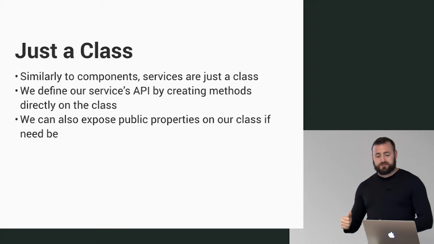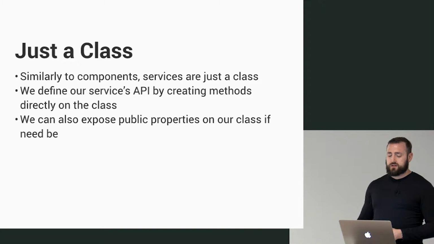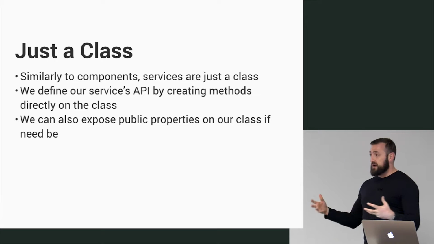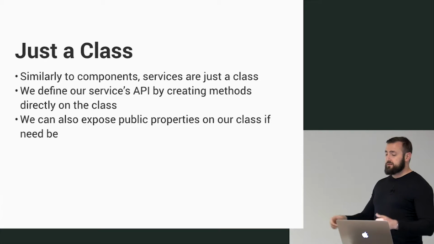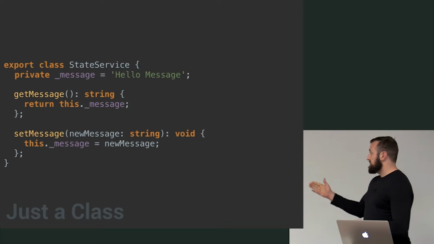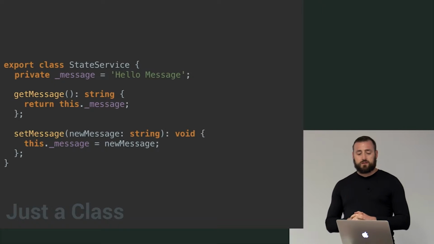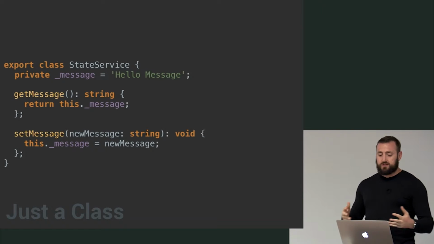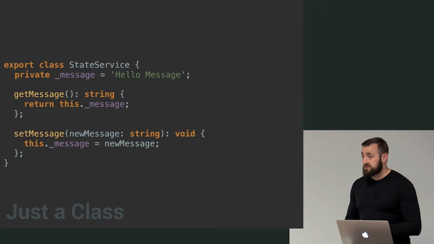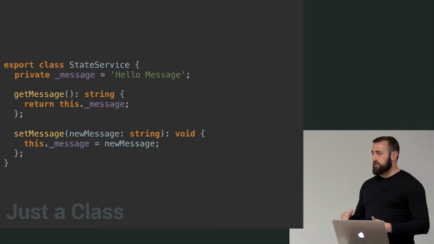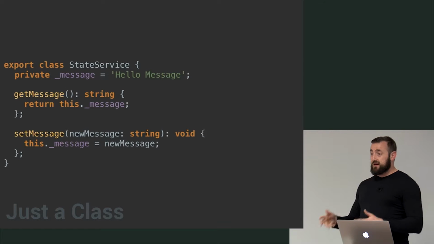So similar to components, just a class, and we define our service API by creating methods directly on that class. And we can also expose public properties. Again, this is more so for compile time, notifications, IDE stuff, but you can indicate like, hey, this is private, this is public, there's that notion of that. So, just a class. We have the state service, we have this private variable called _message, and we now have some getters and setters to use that.